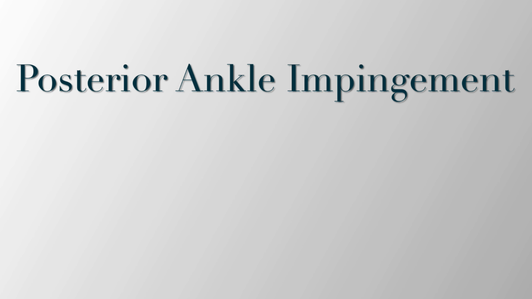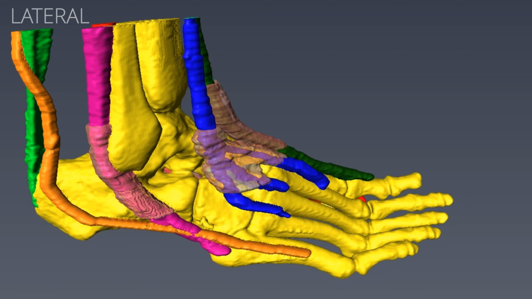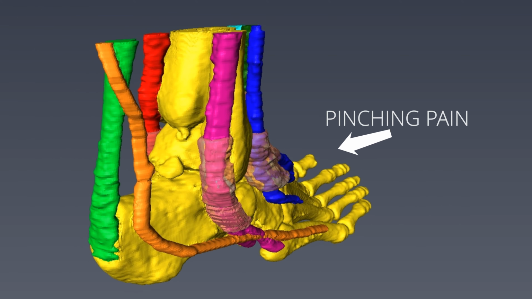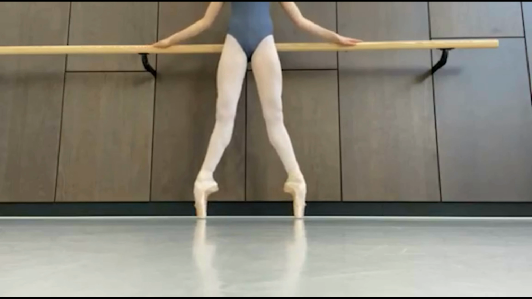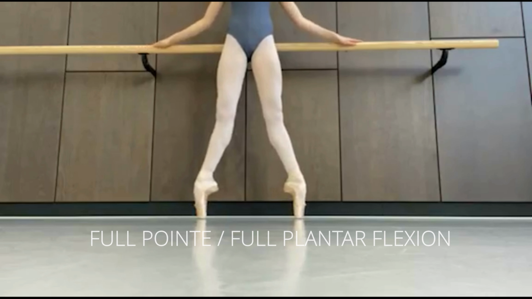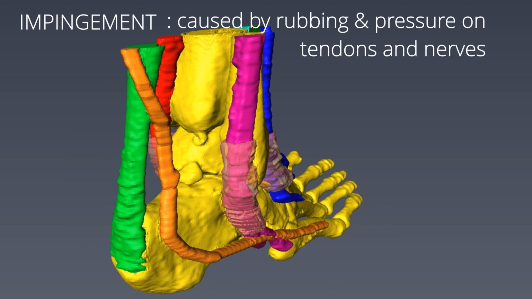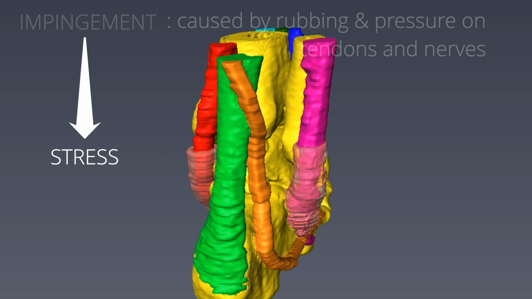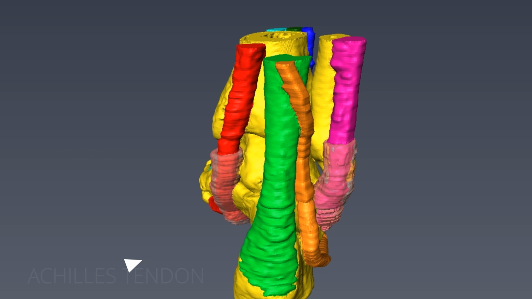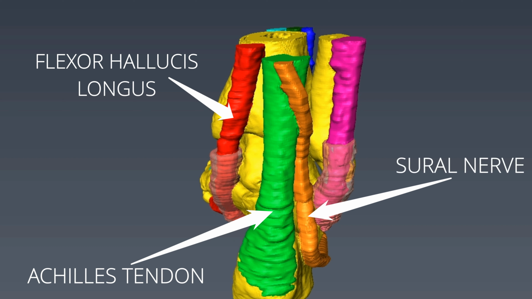Posterior ankle impingement, also known as dancer's heel, is a common injury which causes pain characterized by a pinching pain towards the back of the ankle when going up into the demi-point or on-point position, but most notably in the fully plantar-flexed position. Impingement is caused by rubbing or pressure on tendons or nerves in the back of the ankle space, which leads to stress on these structures. These tendons or nerves are often the Achilles or Flexor Hallucis Longus tendon and the sural nerve, all of which can be found around the back of the ankle.